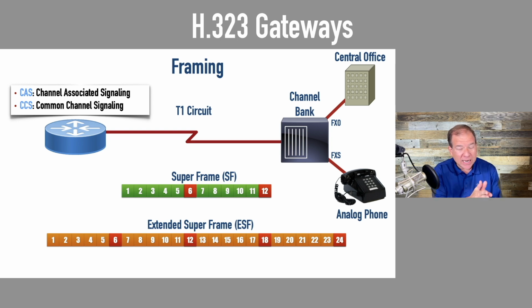We're still going into every sixth bit, or every sixth frame, and we're taking the low order sampling bit from each channel, and we're using those as the signaling bits for those channels. So each of our 24 channels in an extended superframe is going to get 4 bits, an A, B, C, and D bit used for signaling. Now that's with channel associated signaling.